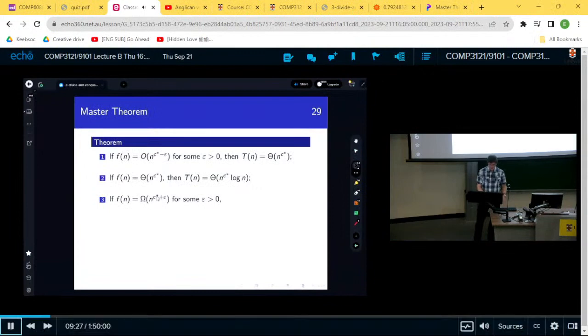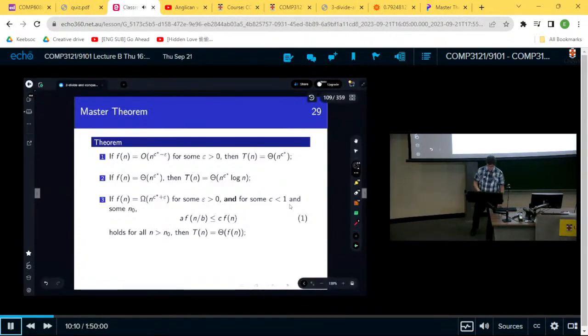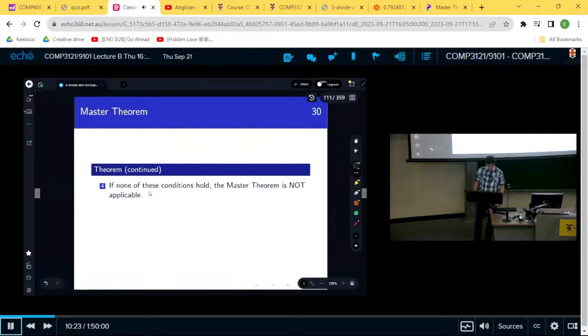And if the running time is large, we have this second condition, which basically says that the running time at the upper level, let's call this the first level, is big omega of this. When we go down a level, we create a instances, each of size n divided by b. So if the computation time at the second level is less than the computation time at the first level by a factor c smaller than 1, then whatever happens at the top level dominates the running time. In that case, the total running time is big theta of f of n. And if none of these conditions hold, then the master theorem is not applicable.